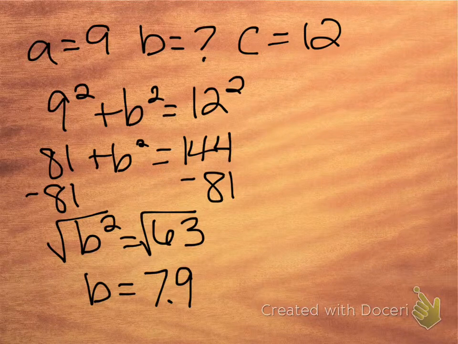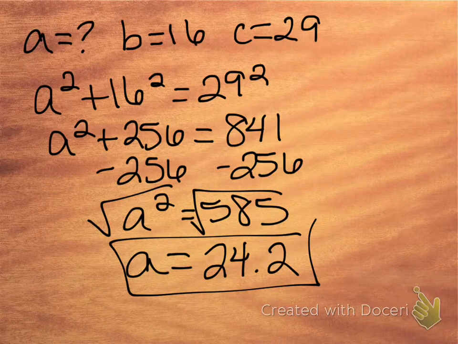Now we have to get b by itself, and in order to do that we have to subtract the 81. So subtract 81 from both sides, and 144 minus 81 is 63. Now again, we don't want to know what b squared is, we want to know what b is. So what is the square root of 63? So b equals approximately 7.9.